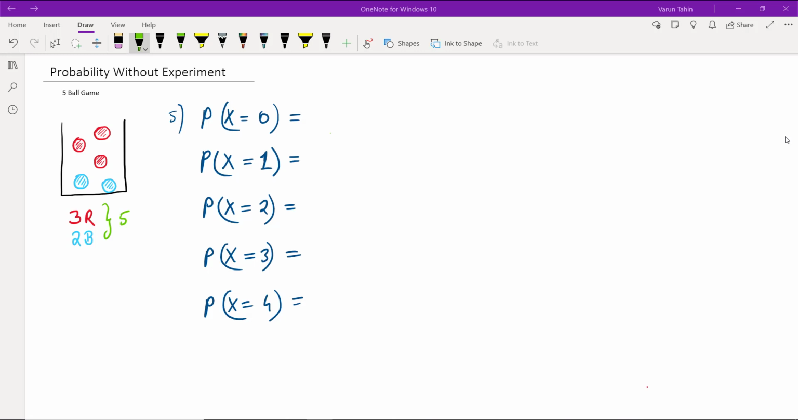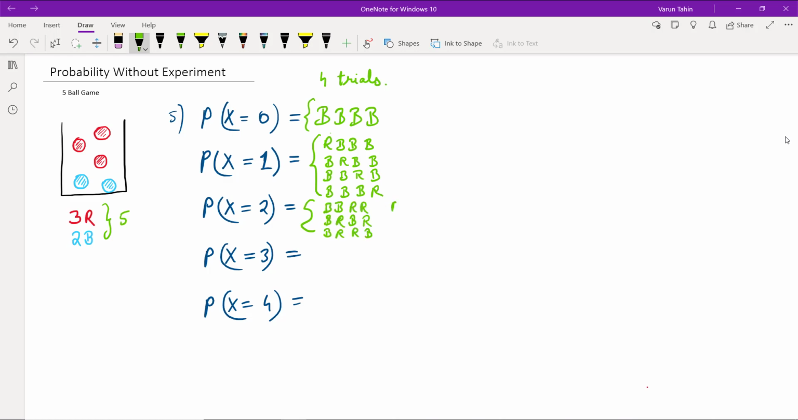Now we will calculate the probability of getting 0 red balls, 1 red ball, 2 and 3 and 4 red balls. Okay, so for this there is only one possible combination, which is all blues in all the 4 trials. Now for this there will be possibly 4 combinations, which is, now for 2 red balls there are possibly 6 combinations as we have seen earlier, which are, for 3 red balls also there will be 4 combinations.